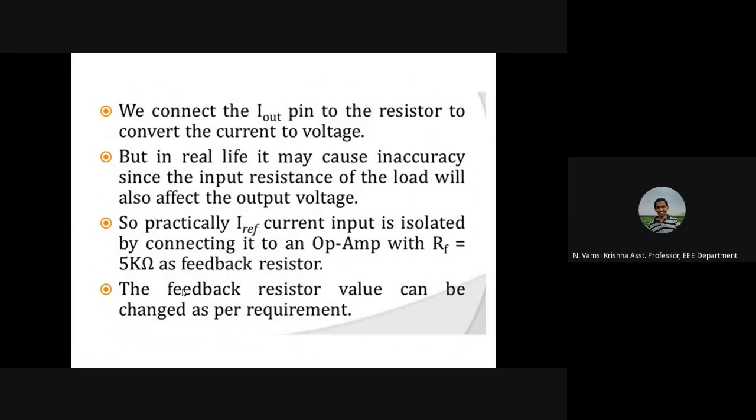The output pin is connected to a resistor. To get the voltage, in general, we need to pass that current through a resistor. But if you follow that procedure, there may be a chance of loading effect of the resistance we are connecting. So we need to create an isolation between the output of the DAC and the measuring voltage. This can be achieved by using an op amp. The output current is applied to the op amp with a feedback resistance of 5 kilo ohms.